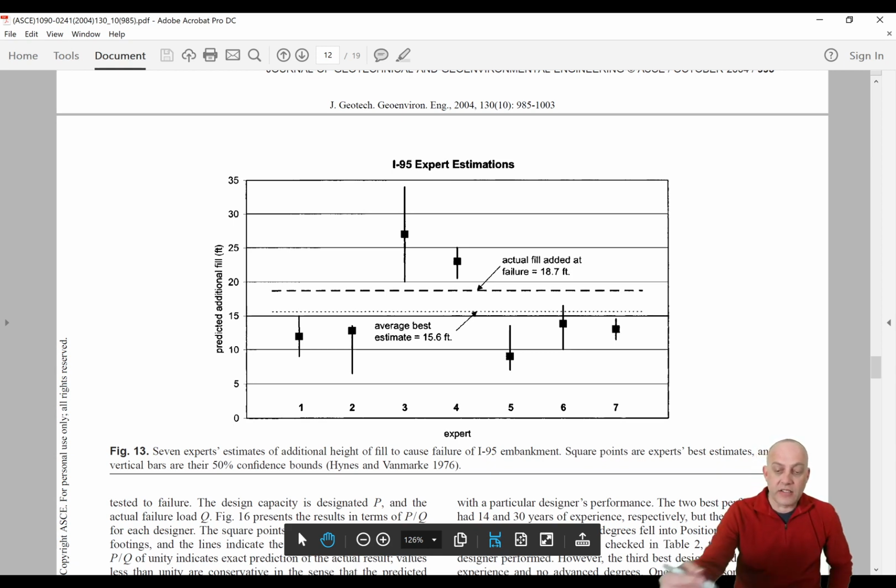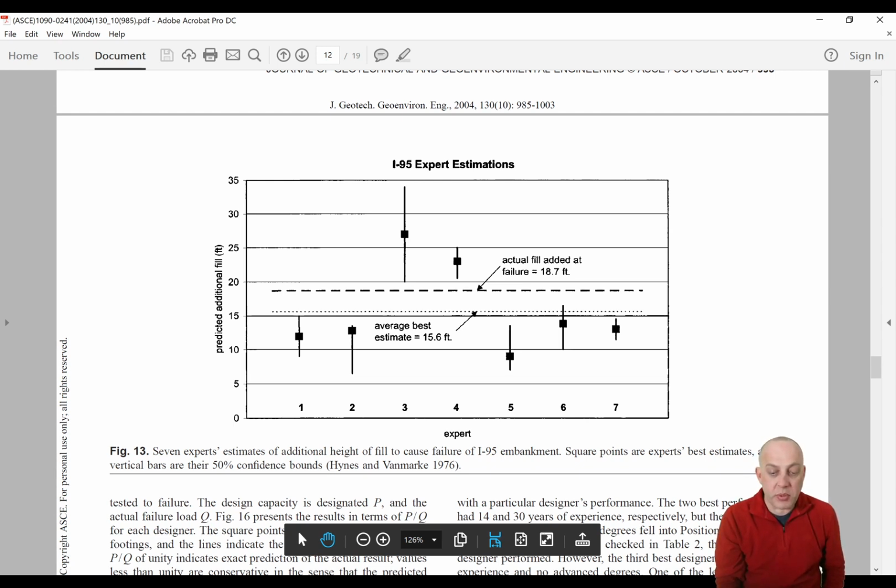What we find instead is that the actual amount of fill added was 18.7 feet. Most of the experts predicted less. Some experts predicted more. And none of them predicted a 50% range that encompassed the actual amount of fill that was added. So the experts were overconfident in their predictions, right? They didn't give big enough error bars on their results. If you average the 7 experts, it's 15.6 feet, which is actually not too bad. The average of the 7 is better than any single expert did on their own.